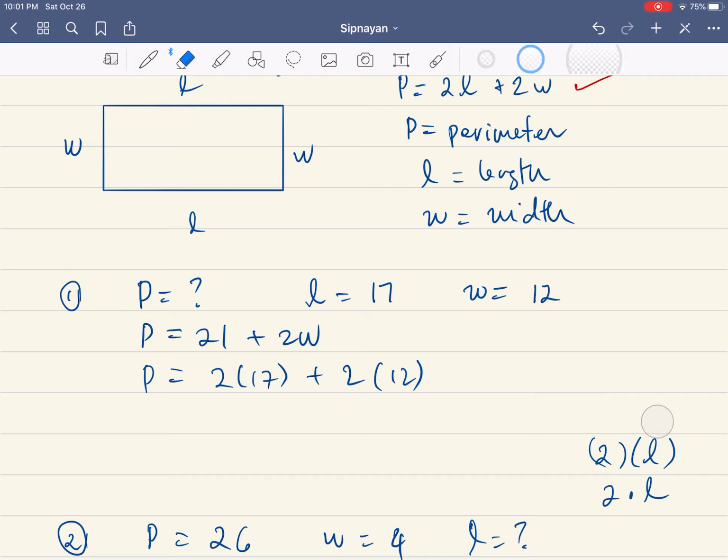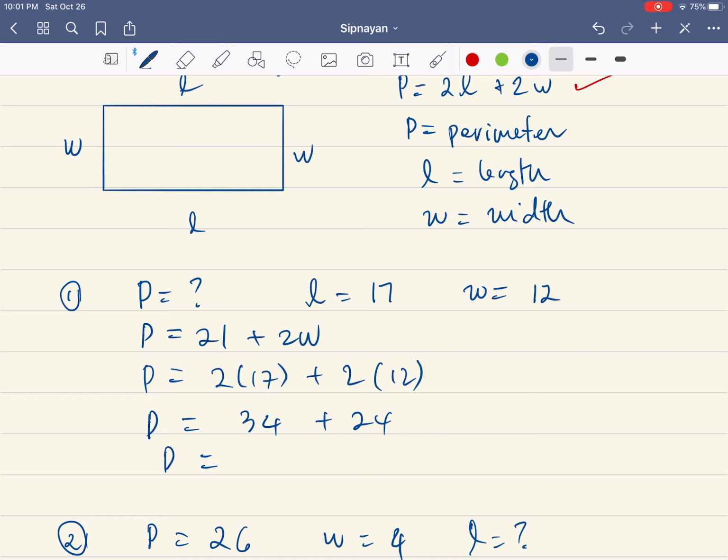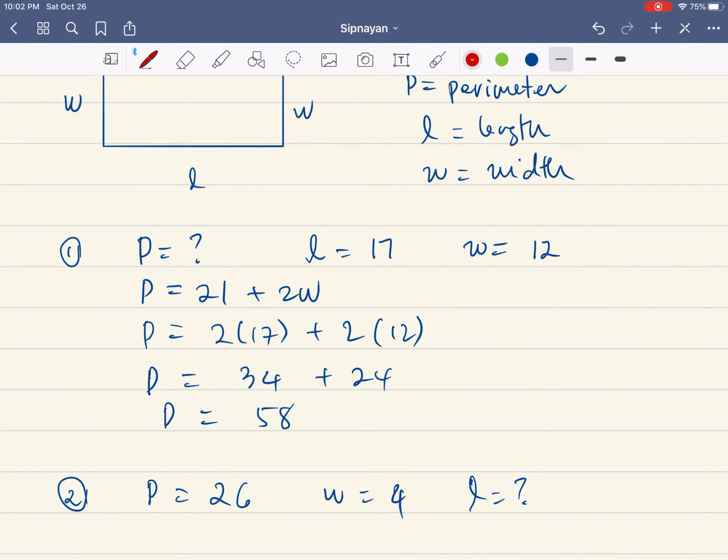Meaning, we have to multiply 2 by 17 and then 2 by 12. Kagaya dito, 2 times 17 is 34. And then 2 times 12 is 24. So ang P natin ay, ilan yan? 58. So 34 plus 24 is 58. So ito yung pinakasagot natin.